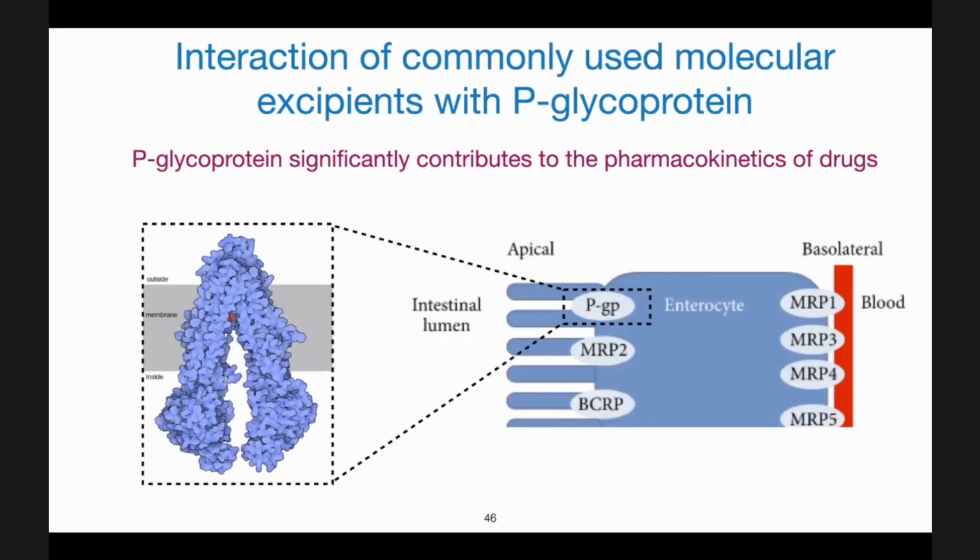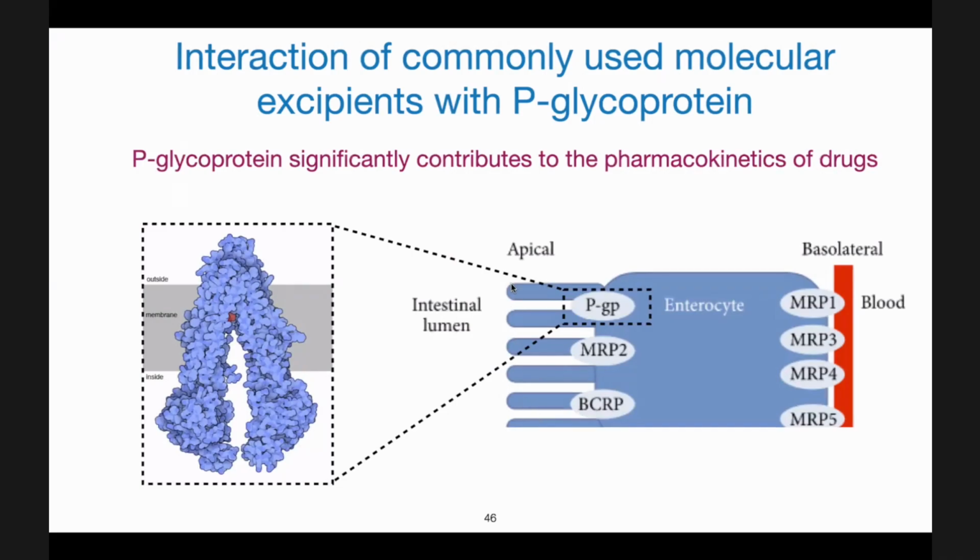Now I have talked about MRP4, and I will take a little step ahead and shift gears towards the interaction of commonly used molecular excipients with P-glycoprotein. P-glycoprotein is present on the apical membrane of the intestinal lumen, along with other ABC transporters like MRP2 and BCRP.